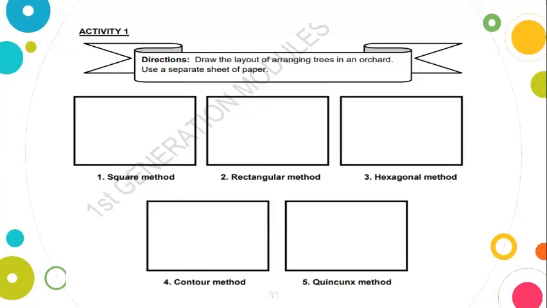So for the first box, you're going to draw the square method. Now, draw it. The second is the rectangular method. The third, the hexagonal method, or the triangular method. Fourth, the contour, and fifth is the quincunx method. I'll give you 2 minutes for this.